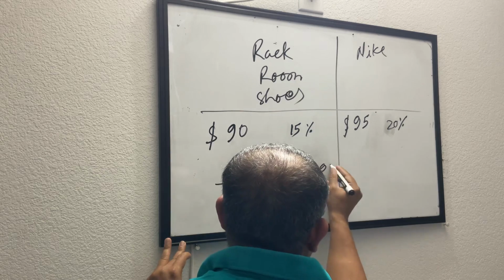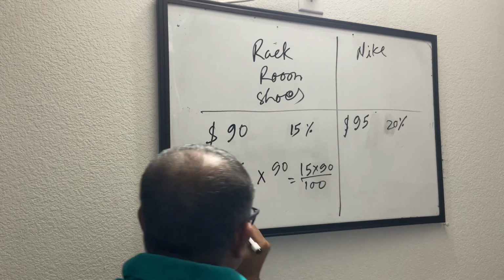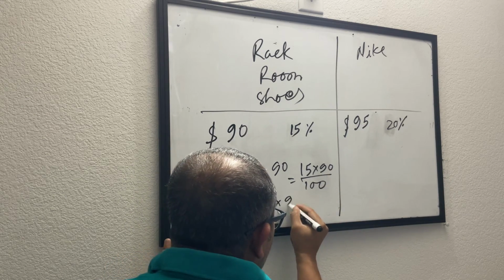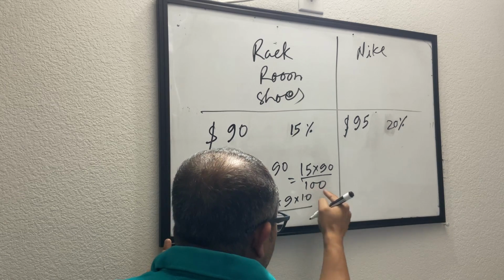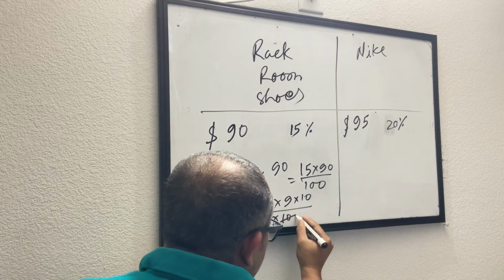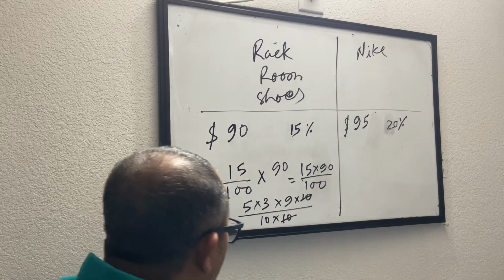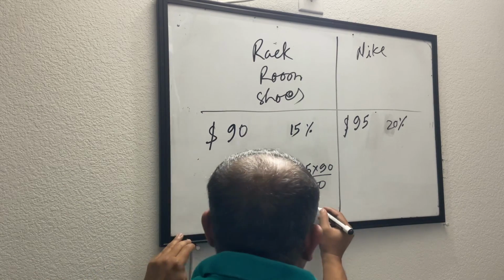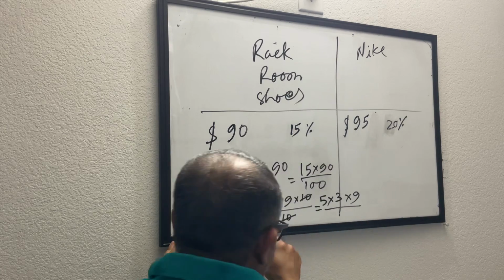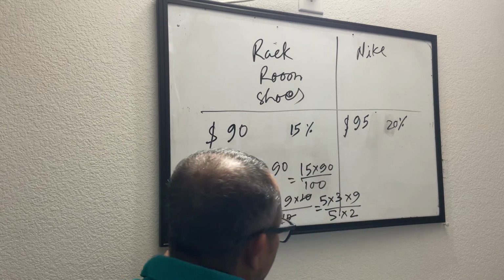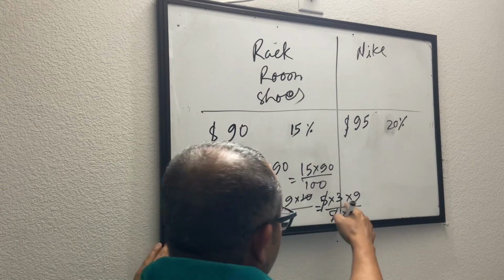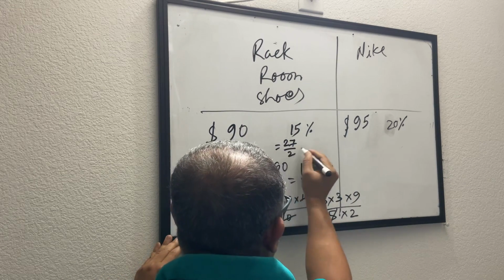15 into 90 by 100. Now 15 I can write as 5 into 3. 90 I can write as 9 into 10. And this 100 I can write as 10 into 10. Correct? Let's play 10 and 10 tic-tac-toe. Now I have 5 into 3 into 9 by 10. Again, 10 I can write as 5 into 2. This 5 and this 5 also I can do tic-tac-toe. What I'm left with? 3 times 9 by 2. 3 times 9 is 27. 27 over 2. That is 13.5.